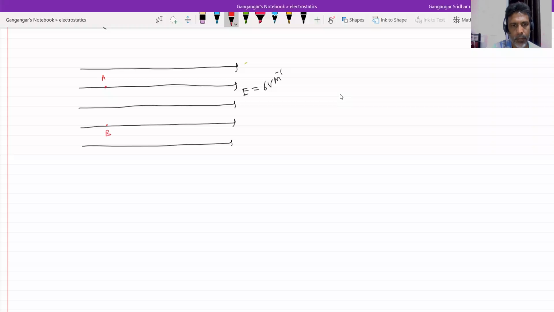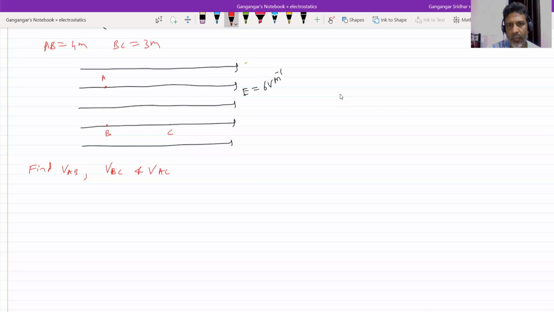A, B, and C. As it is uniform, how can I say uniform? Look at the spacing between the lines, it is equidistant. All the lines of force are equidistant, so therefore it's a uniform electric field. The distance AB is 4 meter. BC is 3 meter. I want potential differences: find VAB, VBC and VAC.